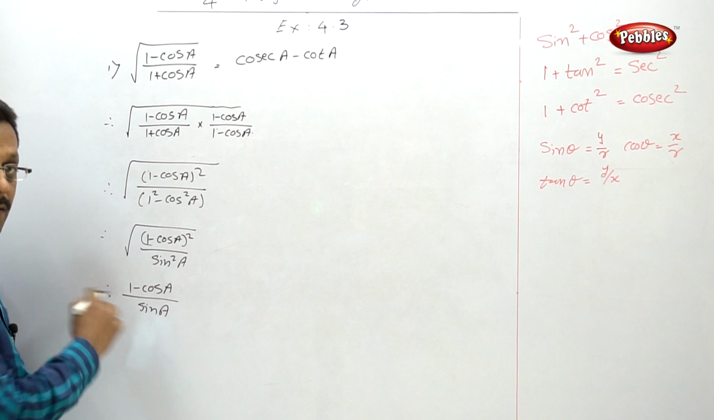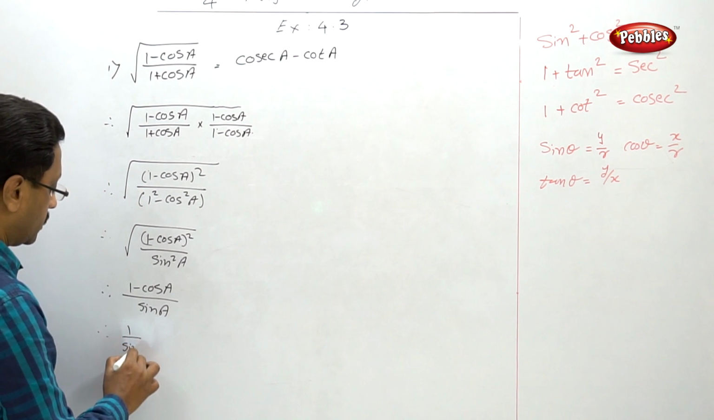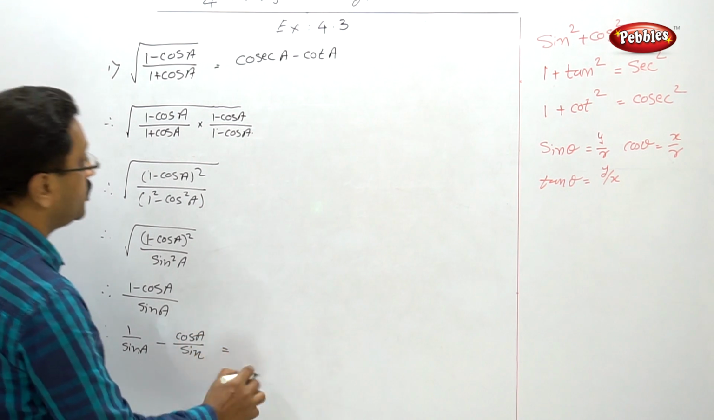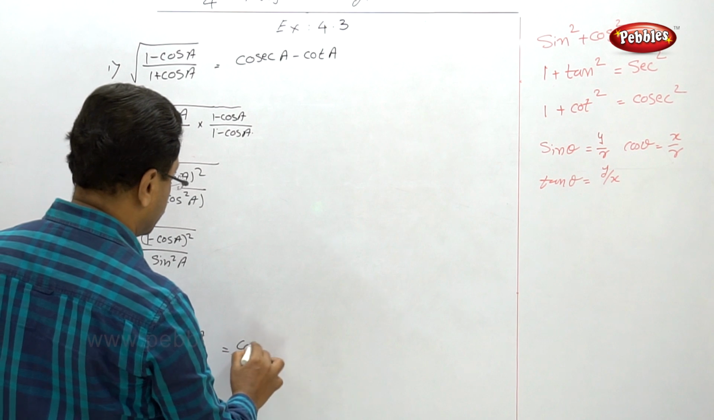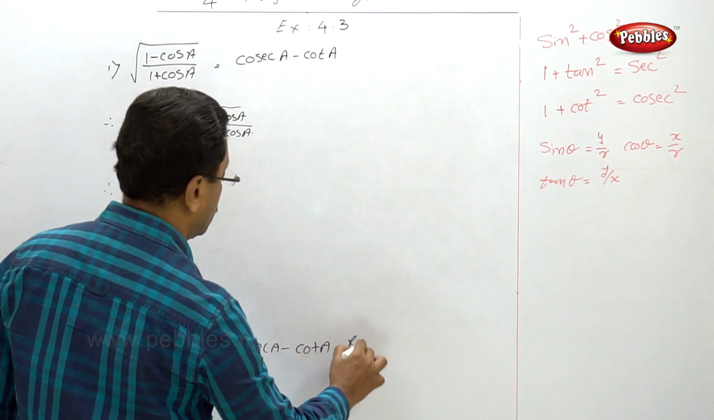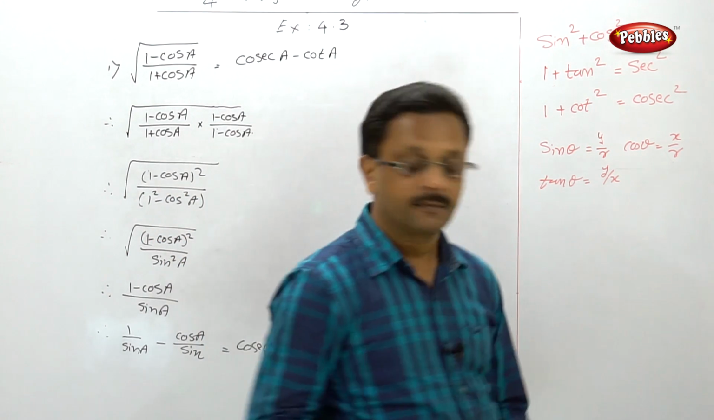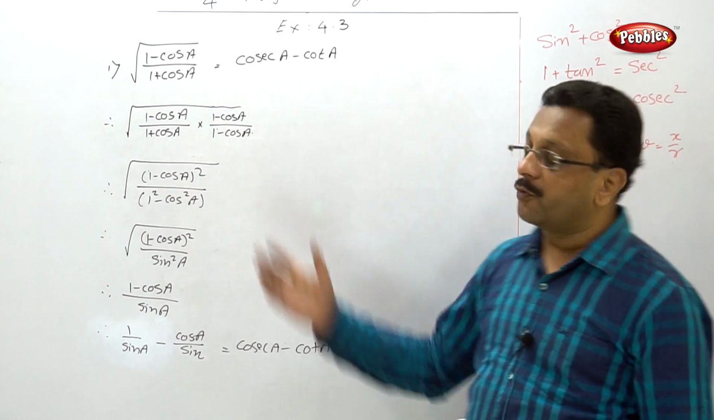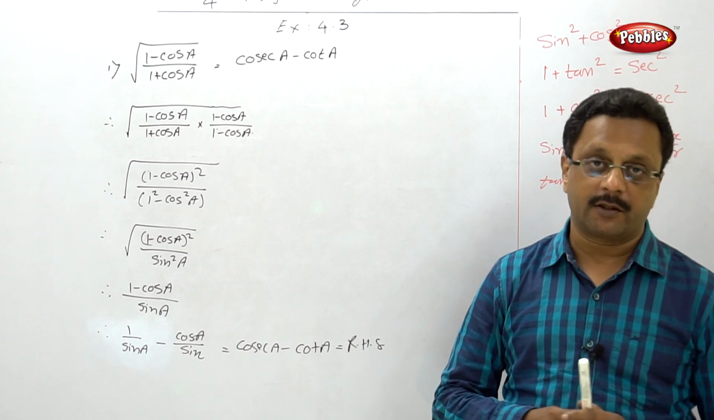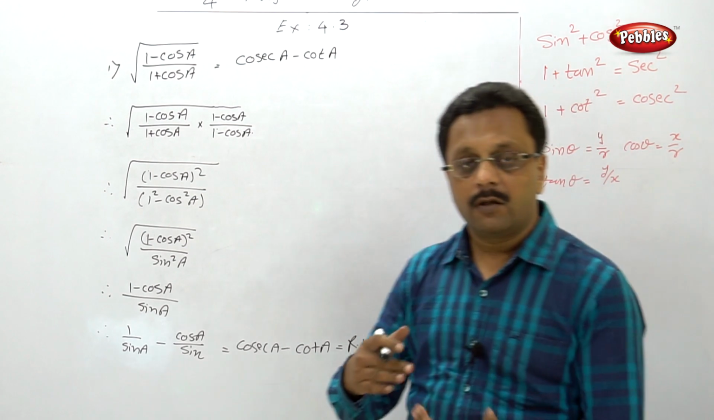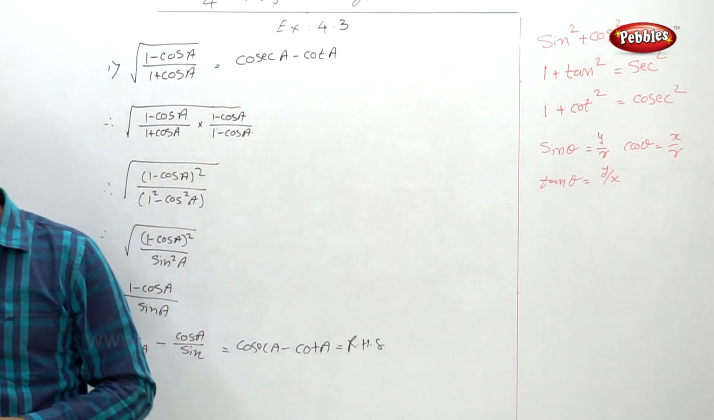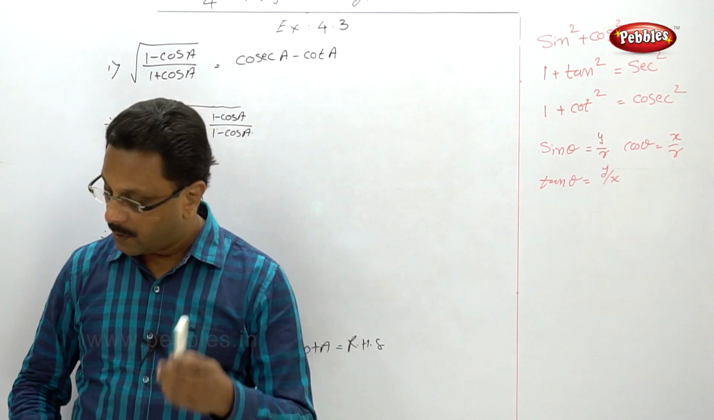And hence I will just split, that is 1 upon sine A minus cos A upon sine A, which is equal to cosec A minus cot A, equal to the right hand side. So whenever such proofs are there, always try to first check if you can eliminate the denominators, and if not, then try some other method. So let us see example 2. This example was for 3 marks in the October 12 exam. Let us see the second example.